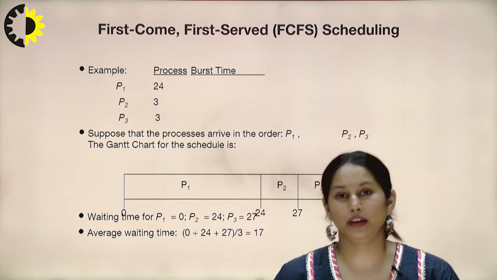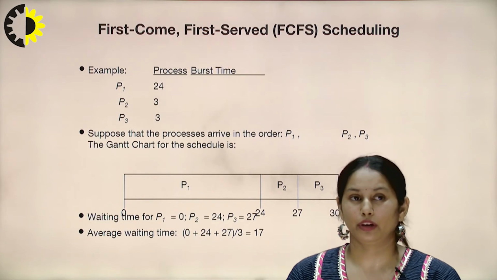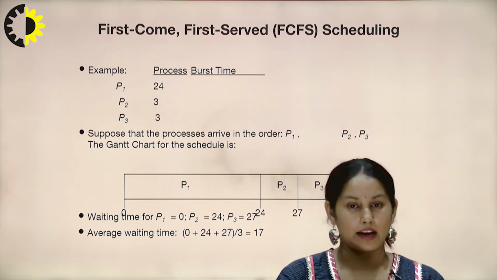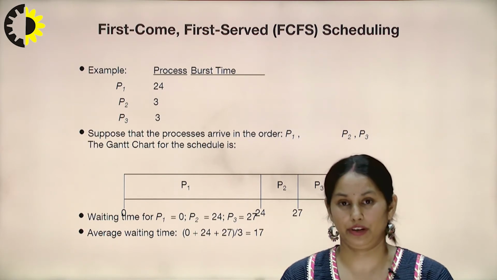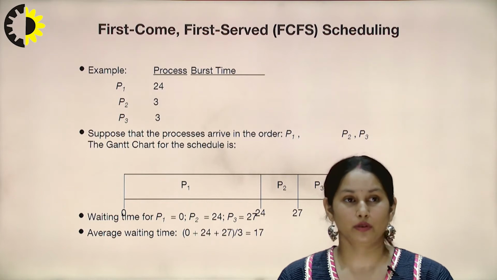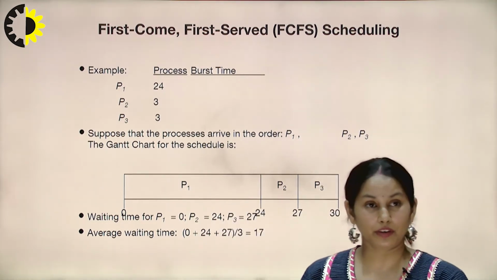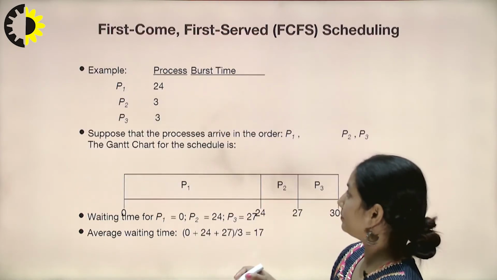So whatsoever is the priority, it doesn't make any sense here. In first come first serve, the processes come on their arrival time, and based on their arrival time they are allocated the CPU. In this example, you can see there are three processes, P1, P2 and P3. The burst time is written correspondingly over here.